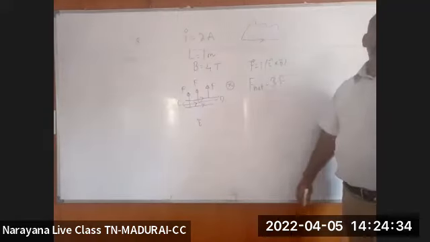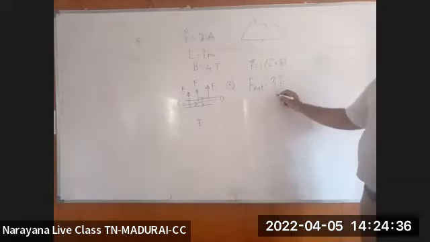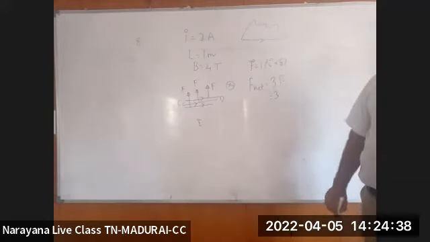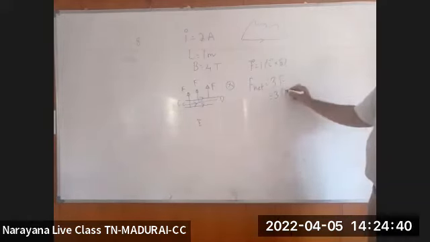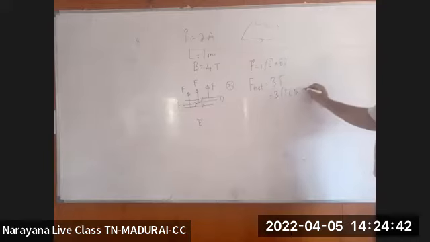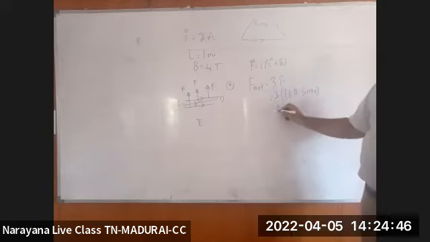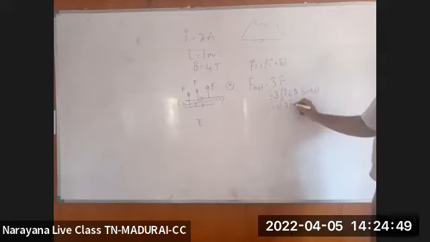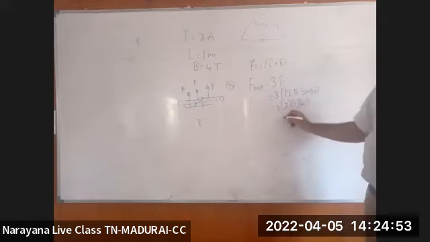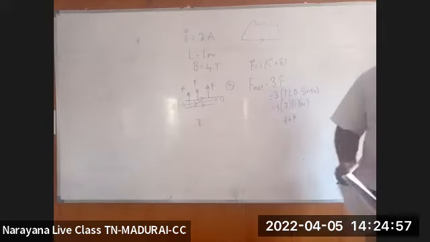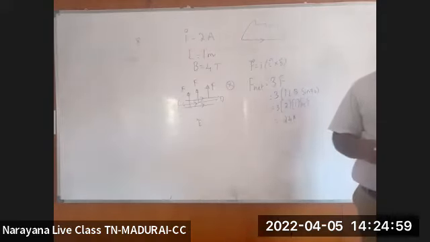3 into F. What is the magnetic force acting on each wire? I into L into B into sine 90. So 3 into, what is the total current? 2 ampere, and length equal to how much? 1 meter, and magnetic field equal to 4, and 24 Newton is your answer. Is it clear? Next.